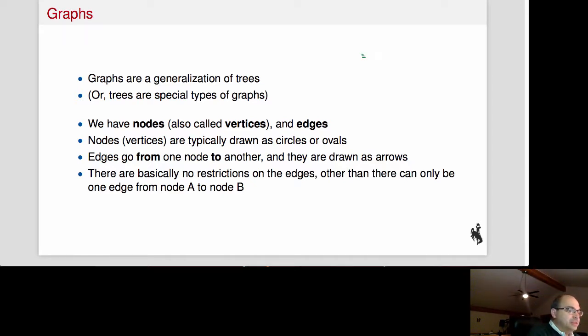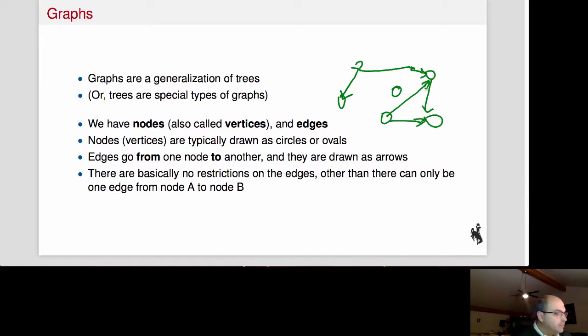But I actually like this idea that that is a generalization. So what we have is, just as with trees, we have a bunch of nodes. So here's one node, another node, another node, and so on, okay? Sometimes they're called vertices, the exact same meaning. Nodes, vertices, same things, okay? And then we're going to have edges that go from one node to another, so I'll draw arrows, okay? So that's kind of what it looks like, okay?